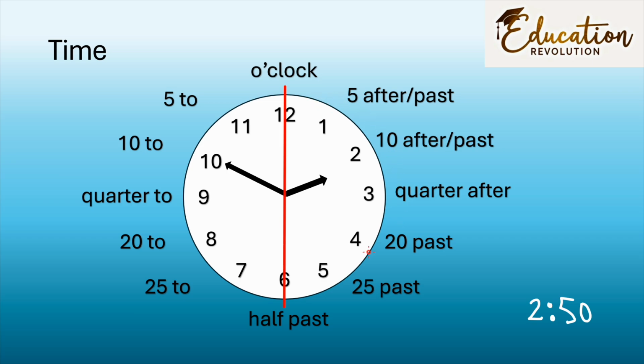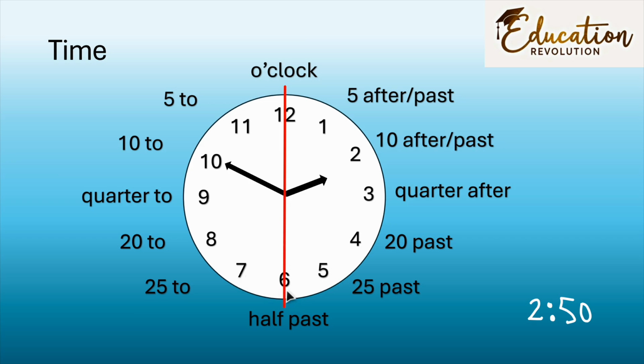And everything to the right will be past. So if I have a hour hand on the 2, but the minute hand here, we'll say 25 past. We can say the hour if we want, 25 past 2. If it is here down in the middle at the 6, we would just say half past. So we'll say, oh, it's half past 2. Half past 2.